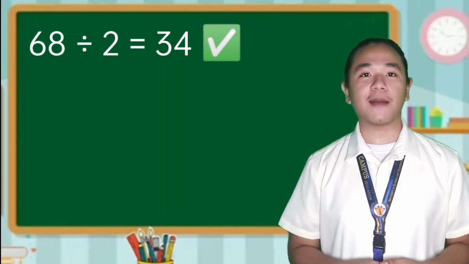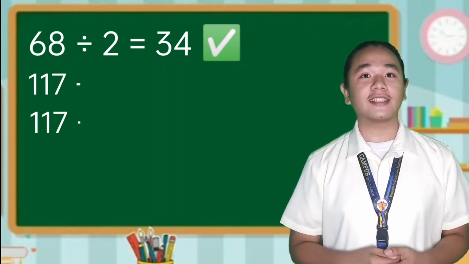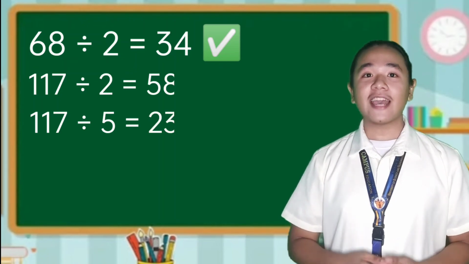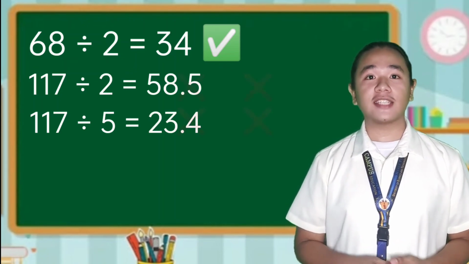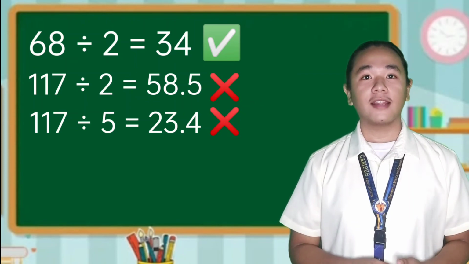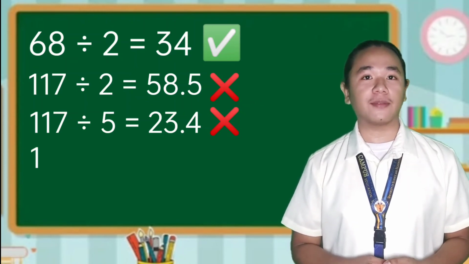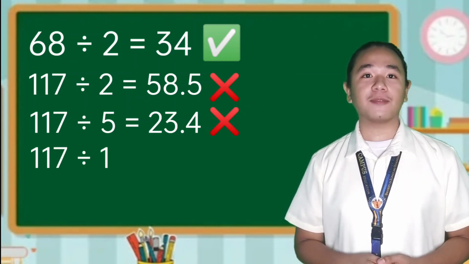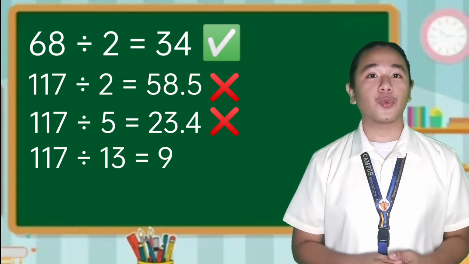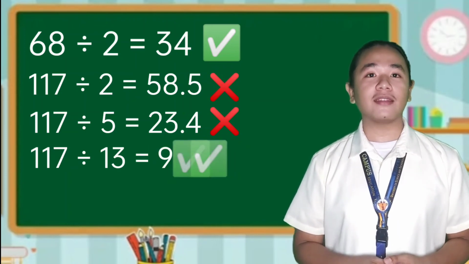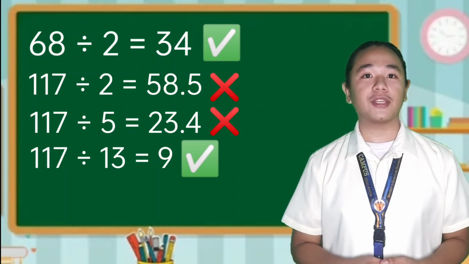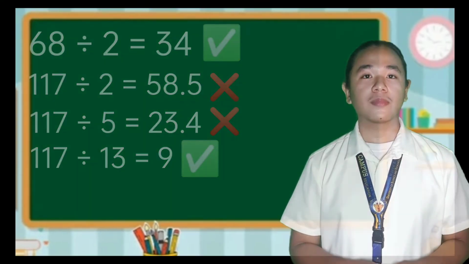Let's take another example. Let's take 117. 117 ends in 7, so it's not divisible by 2 and 5. Let's try to divide it by 13. 117 divided by 13 is 9. So we can say that 117 is also a composite number because it has two pair factors.